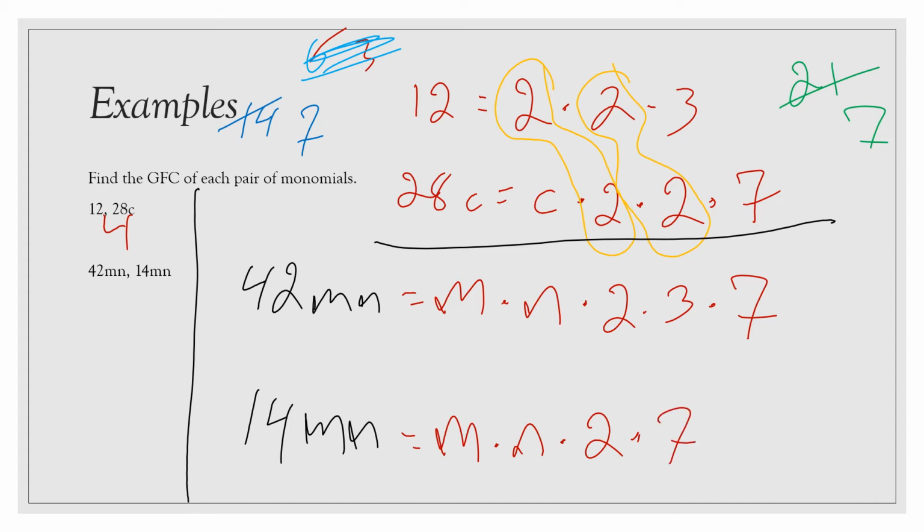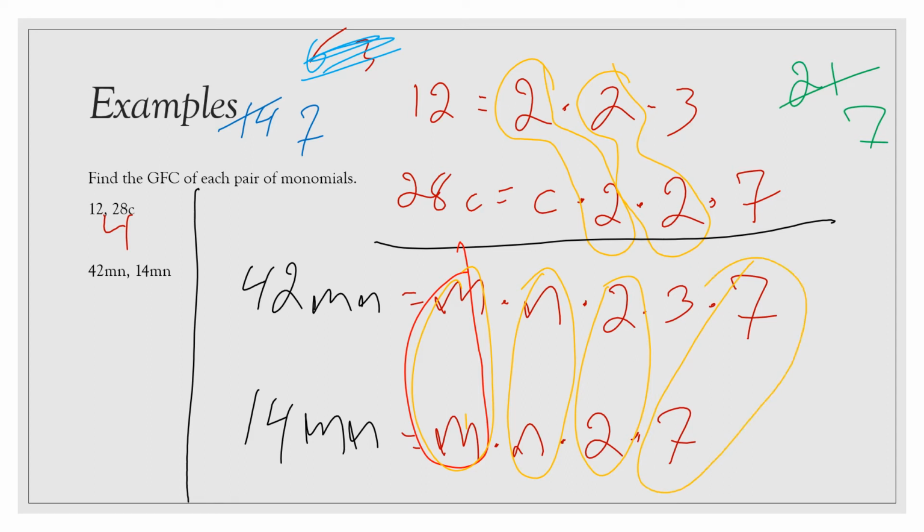All right, so now we look for pairs. There's an M in both, and that was not orange. I was wanting to use orange. There's an M in both. There's an N in both. There's a 2 in both, and there's a 7 in both. So that means that the greatest common factor for 42mn and 14mn is 7 times 2, 14 times m times n. And that's our greatest common factor.